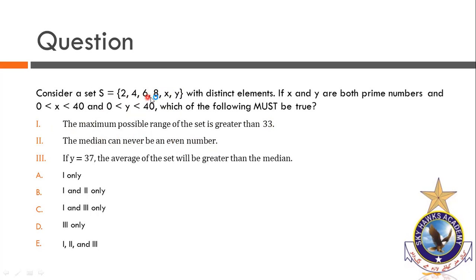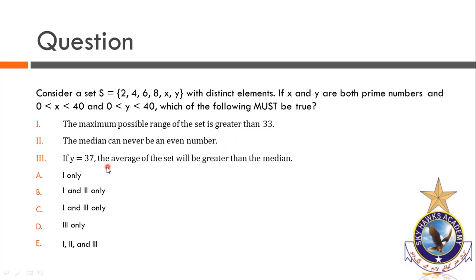That middle value is actually the average of the two middle values, because this set has an even number of values. For an even number of values, we will have to take the two middle numbers and divide their sum by 2 to get the median. Next statement: we will calculate and see whether the median cannot be an even number. The maximum possible range is greater than 33. And the third and last statement is about the set after getting the values of x and y.